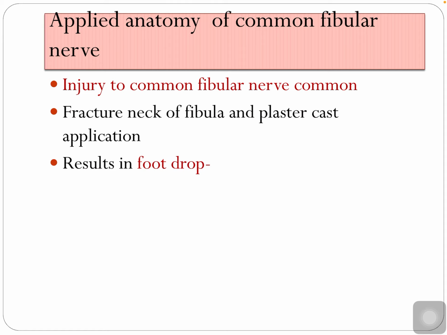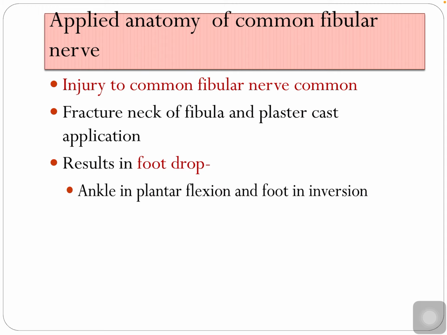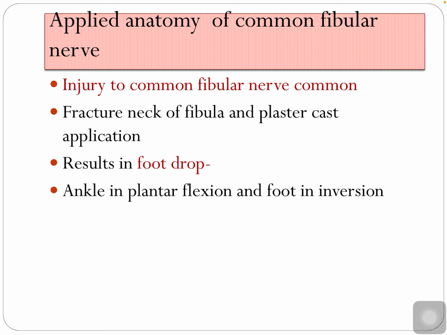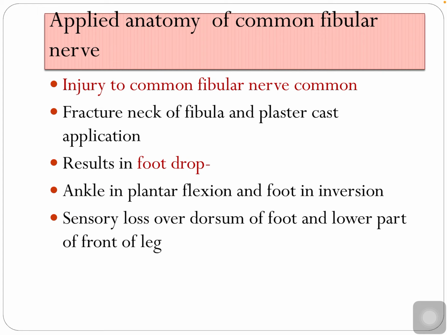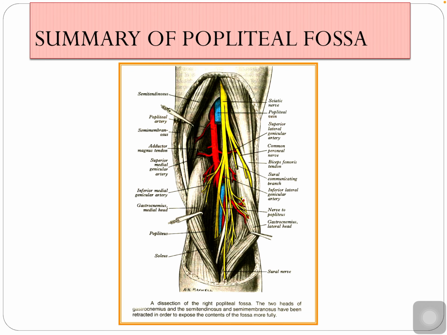So foot drop and wrist drop are very important clinical findings you should understand. So how the leg will be held? Ankle will be held in the plantar flexion and foot in the inversion. So that is the position of the foot in the foot drop. So sensory loss will be over dorsum of foot and lower part of front of leg.